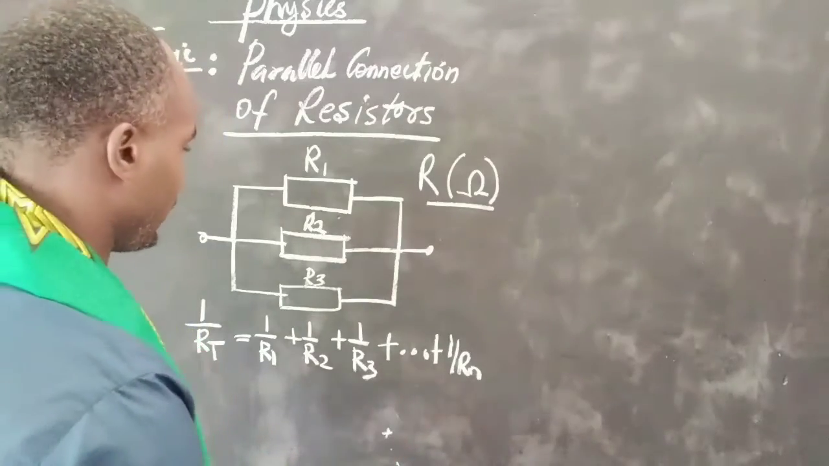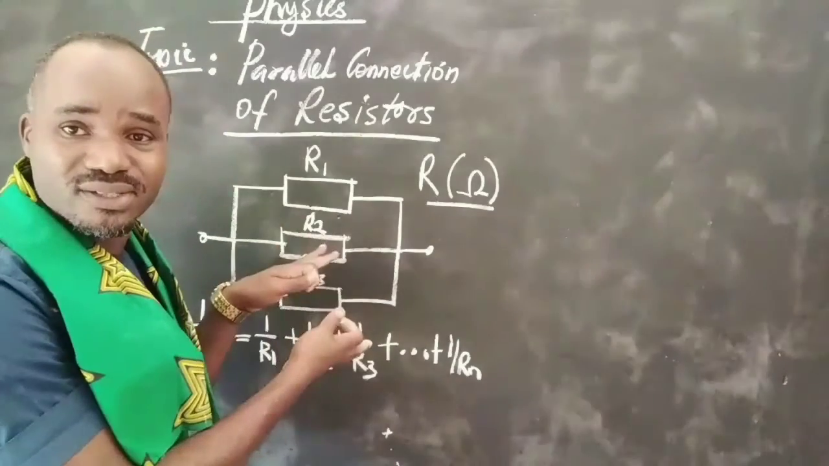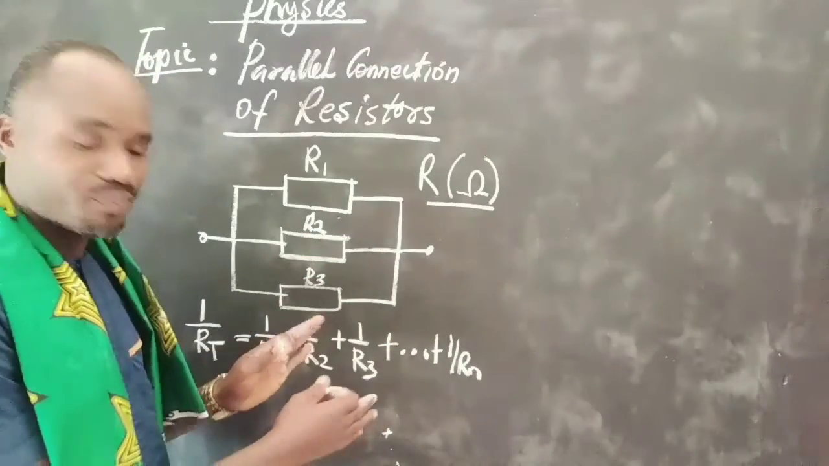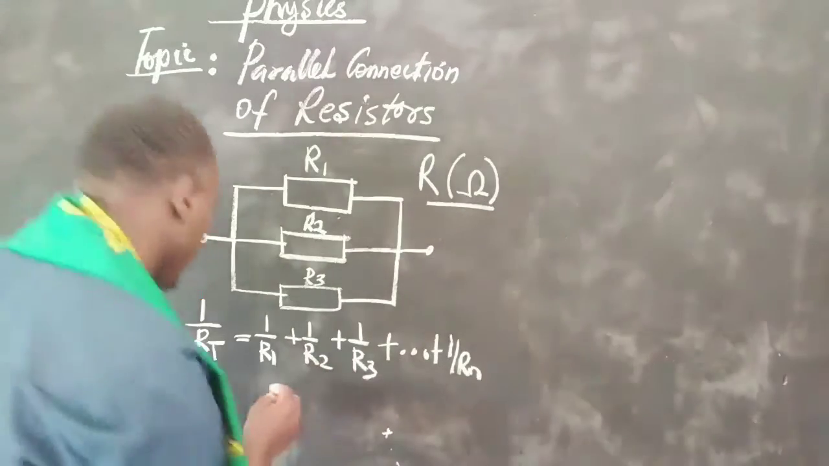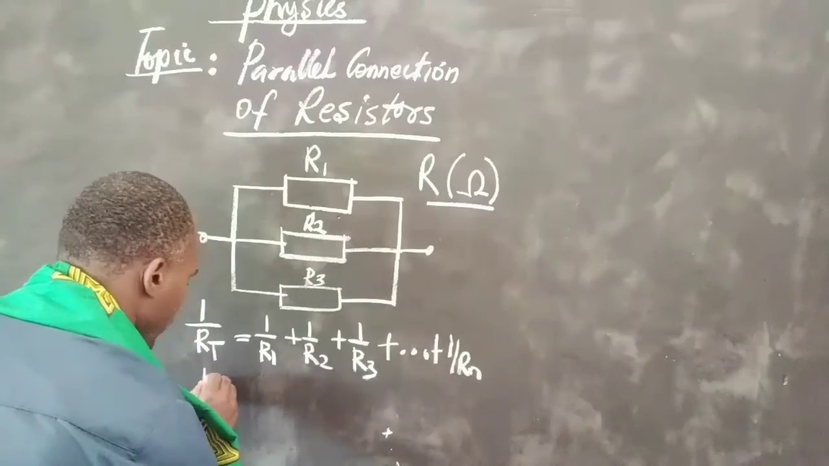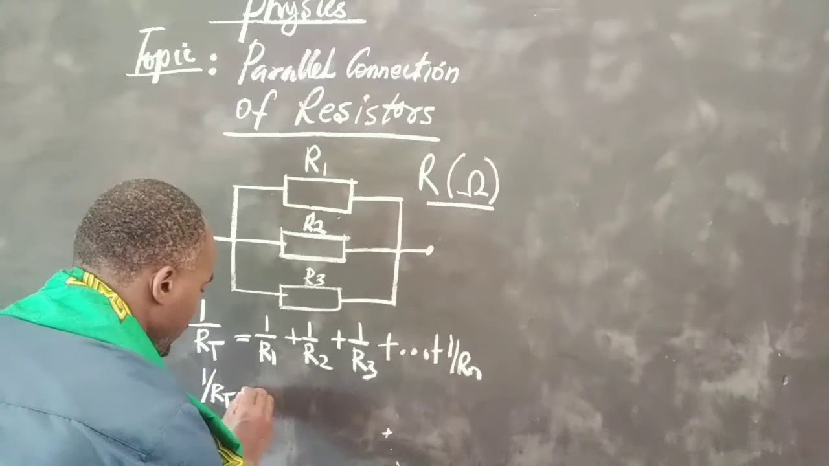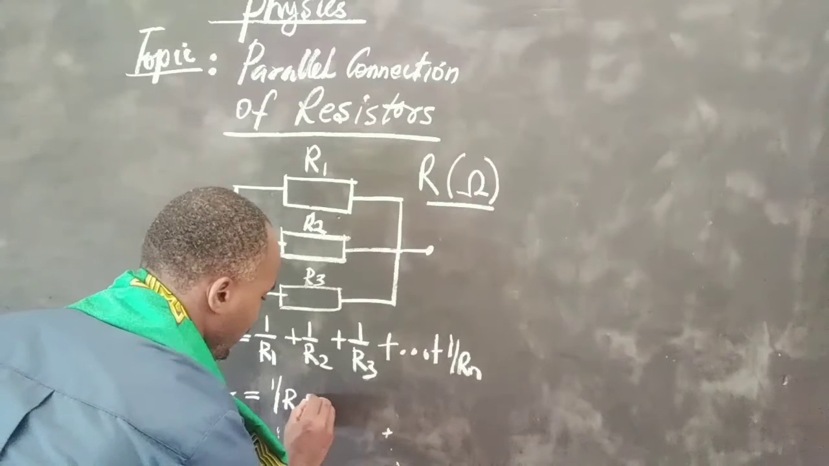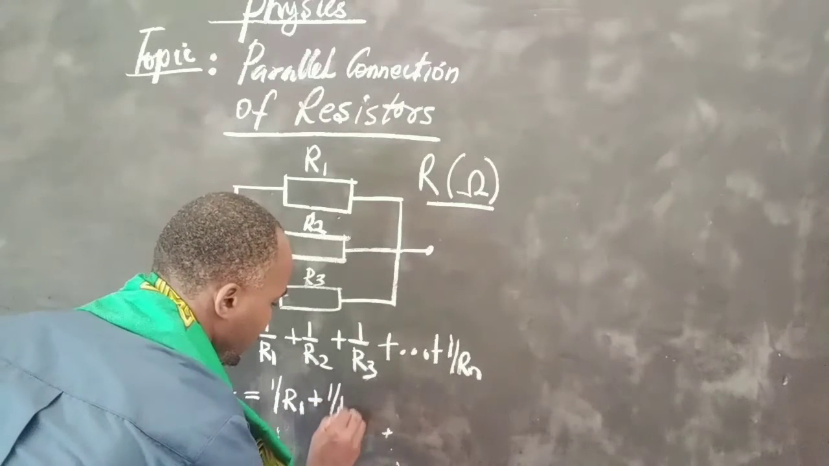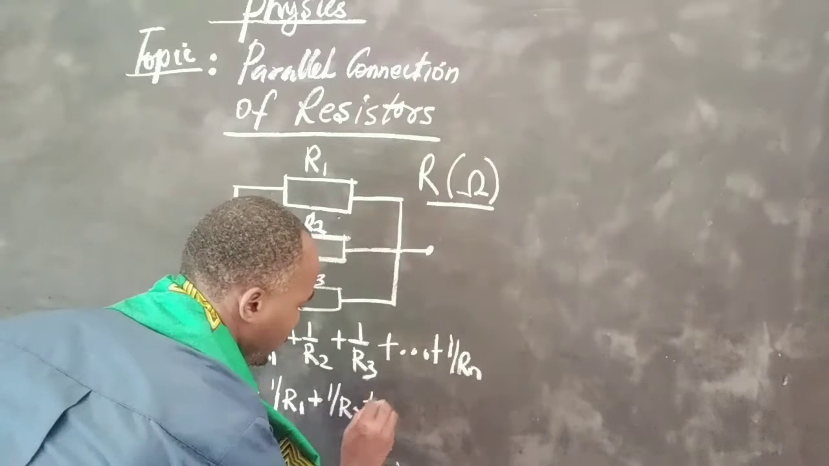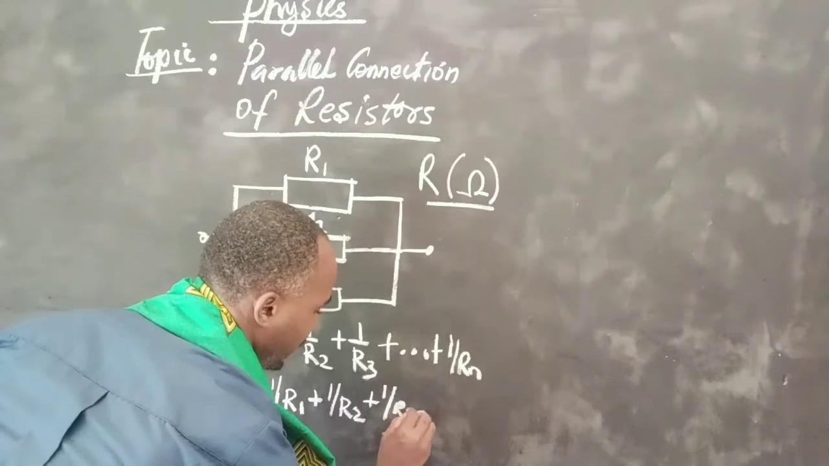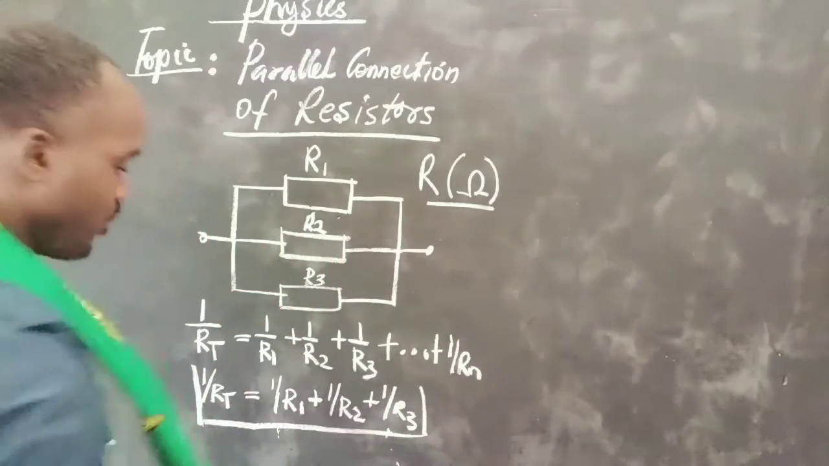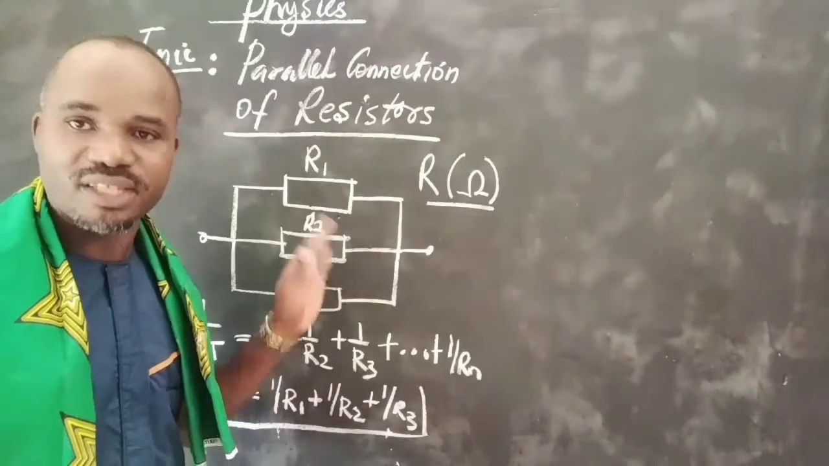All right, since we have just 3 resistors, whose resistances are known, we can have a shortened form of this formula, which is 1 all over RT is equal to 1 all over R1 plus 1 all over R2 plus 1 all over R3. Then we stop, because we have only 3 resistors in the circuit.